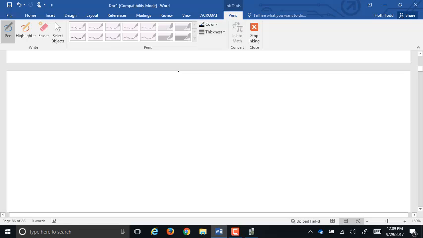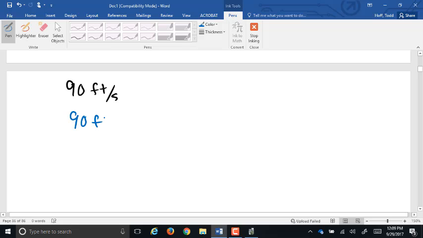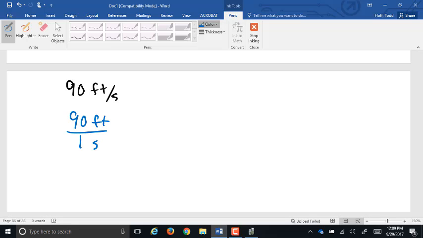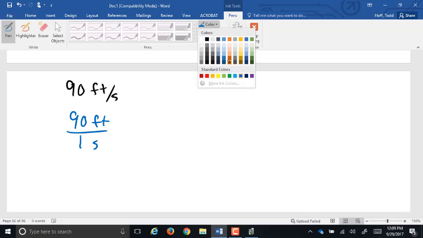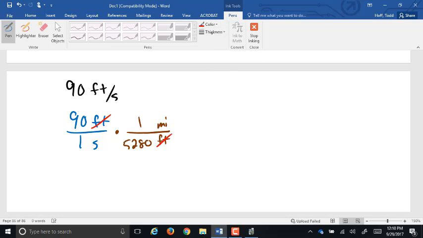Let's say I tell you that I can throw a baseball at a rate of 90 feet per second. You think I can do that? No. Was that fast? Well, 90 feet per second is 90 feet over 1 second. What units are we used to seeing speed expressed in? Miles per hour. So we need to get feet into miles and seconds into hours. So which one do we want to do first? Feet. Okay, so we're going to put feet on bottom so they cancel out. Going into miles. 1 mile is 5,280 feet. So the feet are canceled out.